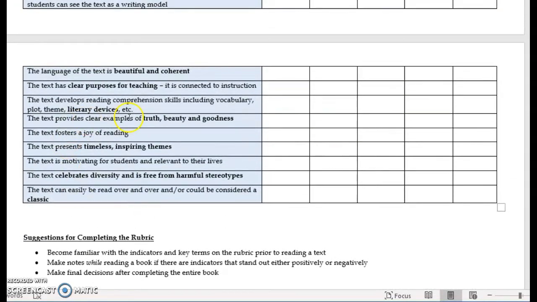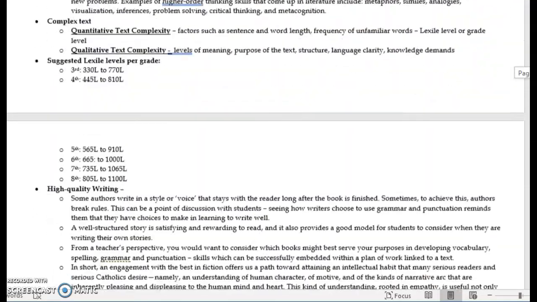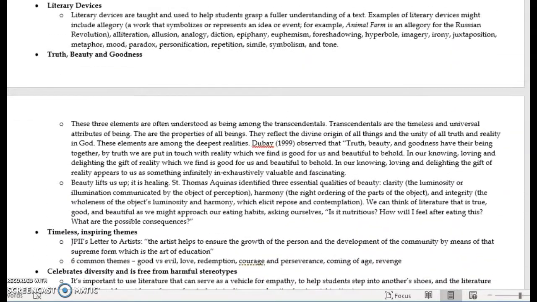The text provides clear examples of truth, beauty, and goodness. There's a lot to be said here, but I just pulled a little bit about what we believe about truth, beauty, and goodness. Beauty lifts us up and it is healing. I think those are some good questions to ask ourselves when reading children's literature or adolescent literature, just simply asking, does this text lift us up, and is it healing for us?